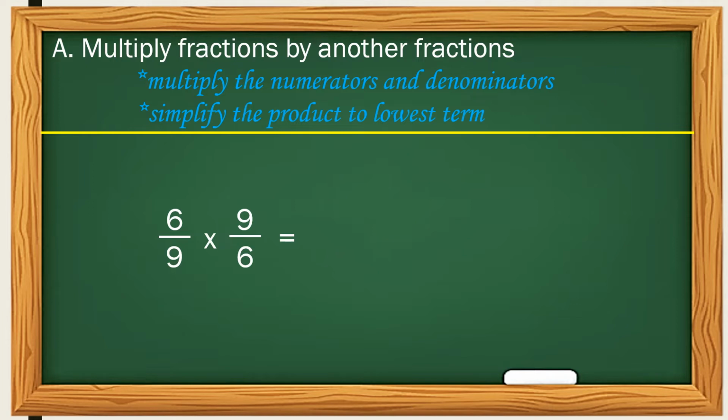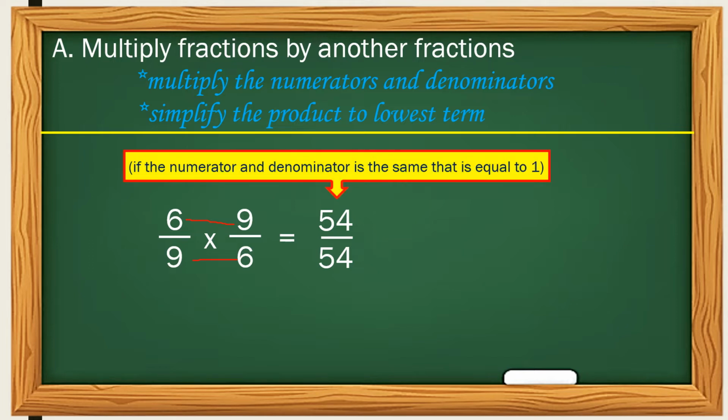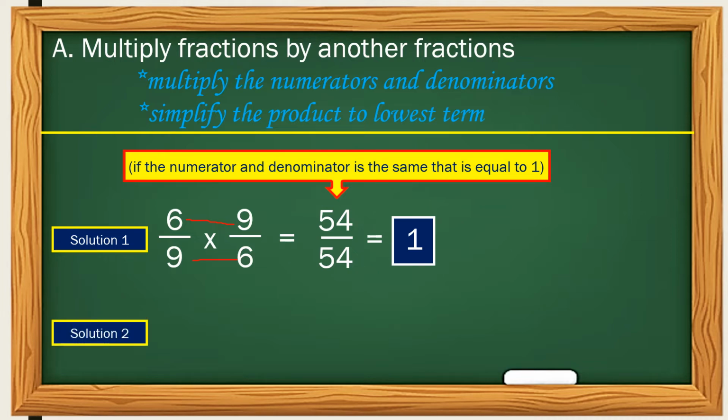Let us multiply the numerator and the denominator. So 6 times 9 and 9 times 6 is equal to 54 over 54. So ang sagot natin ay pareho. If the numerator and denominator is the same, it means that is equal to 1 or 1 whole. Okay? So our answer is 1. That is the solution 1. Papakita ko naman ngayon yung solution number 2.